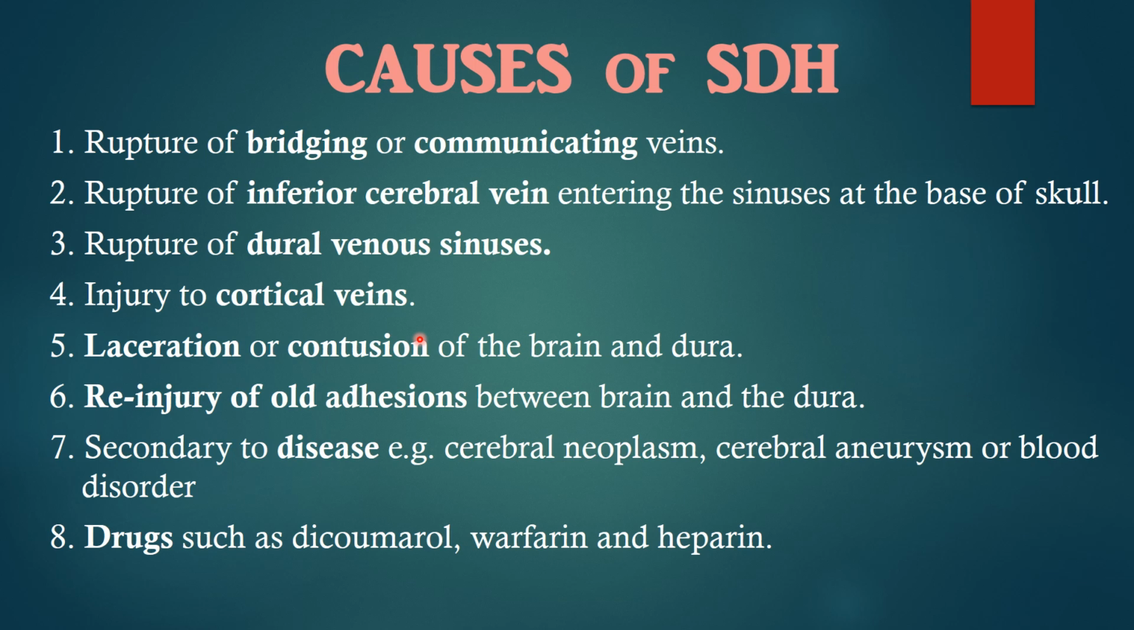Extradural hemorrhage is always arterial in origin, rarely venous. Subdural hemorrhage is usually venous in origin. It can be associated with laceration or contusion of the brain and dura mater. But subdural hemorrhage, contrary to extradural hemorrhage, can be associated with or secondary to some disease like cerebral neoplasm or aneurysm, or a blood disorder, meaning a coagulation disorder, or can be associated with anticoagulants like dicumarol, warfarin, heparin, etc.